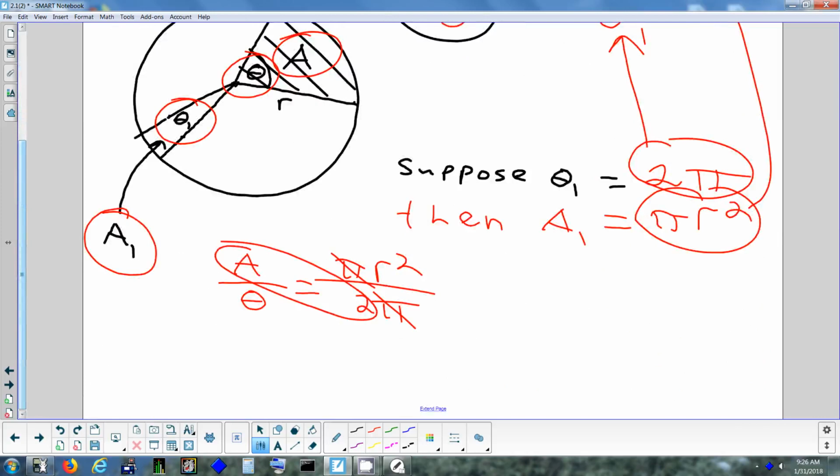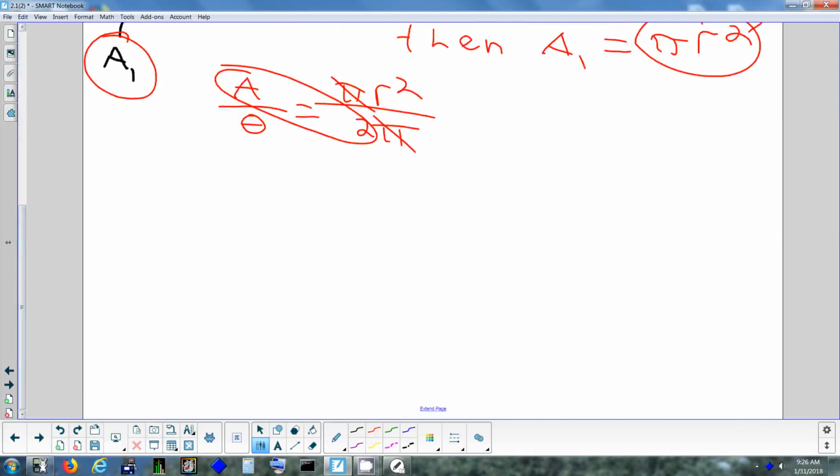A times 2, which we normally write as 2a, equals theta r squared. You can put theta r squared or r squared theta, same thing. But I don't want a formula for double the area. I want a formula for just the area. So how would I get that 2 on the other side? Yeah. Divide.